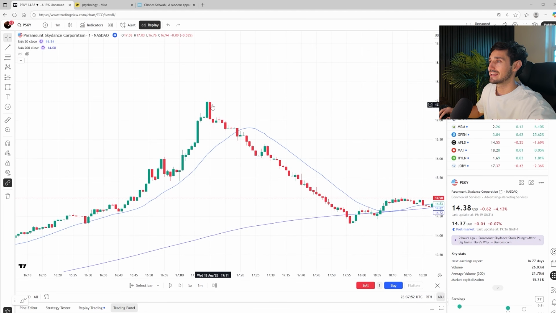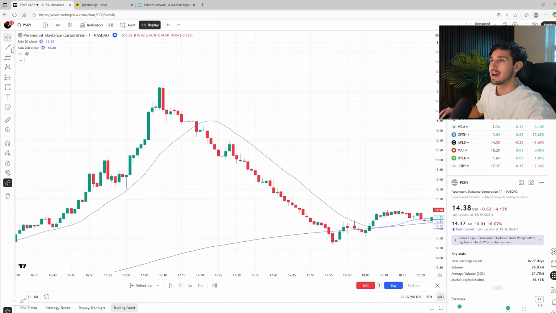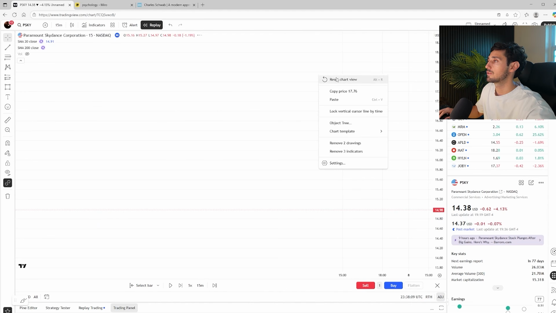I didn't see an entry here because it kind of just reversed, chopped around right here. You guys see this really small base? I got in below this base, and I basically just put my stop loss above. And boom, it just continued lower, right? So this is the importance of using multiple time frames to find an entry.